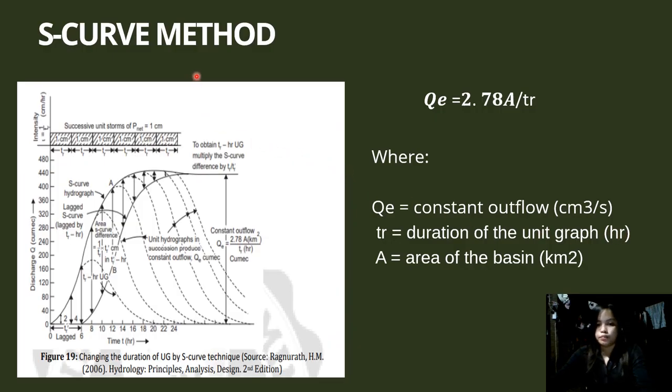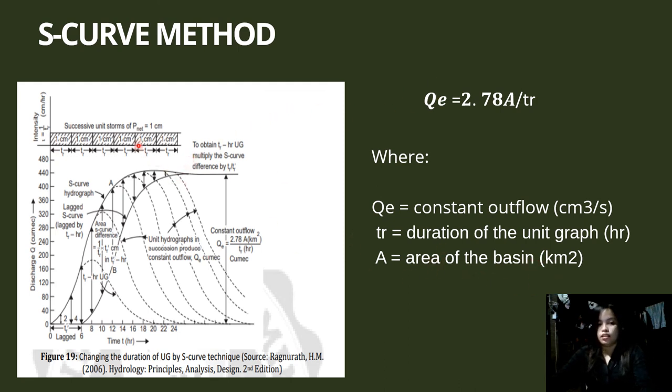In the S-curve method, they use the formula QE is equal to 2.78 A over TR, where QE is the constant outflow in m³/s, TR is the duration of the unit graph in hours, and A is the area of the basin in km².